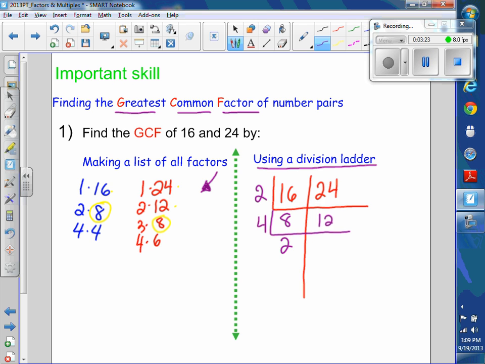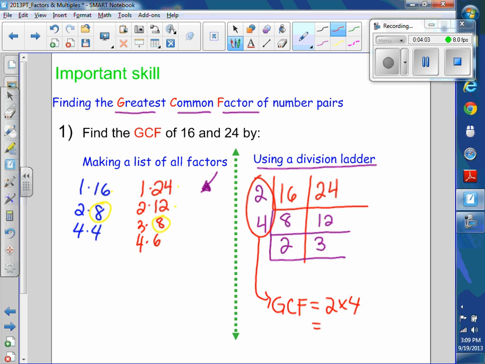Count by 4 is 12. 4. 3. Right. Okay. Now, can you see the only thing common to 2 and 3 is 1? That's when you know you're at the bottom of your ladder. Okay? That's the beginning. So you take these two numbers here and you multiply them. And so that tells you what your GCF is. So you're going to say your GCF, your greatest common factor, is 2 times 4, which is 8. And if you look over here, that's exactly what we got.